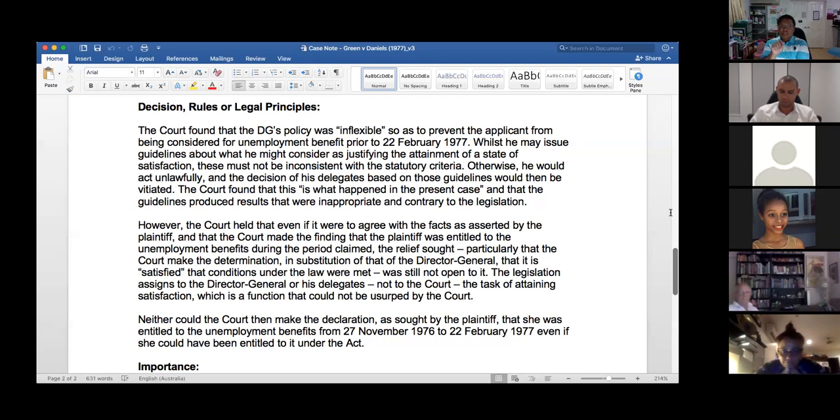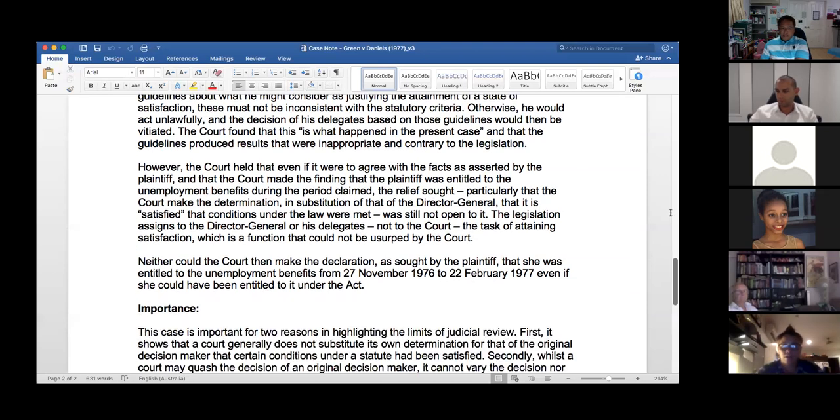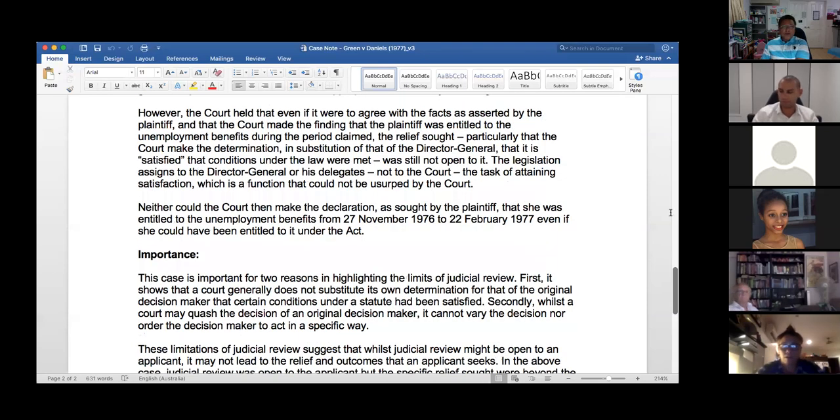The legislation assigns to the Director General or his delegates, not to the court, the task of attaining satisfaction, which is a function that could not be usurped by the court. And neither could the court make the declaration that she was entitled to unemployment benefits. So that would be an articulation of the rules or legal principles. And I explained the importance and so on.